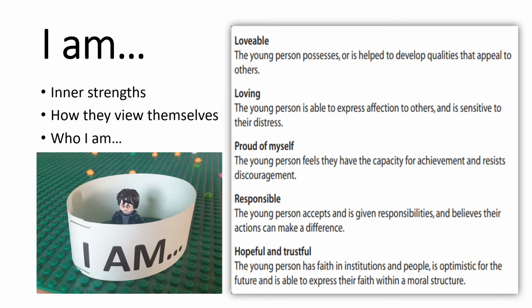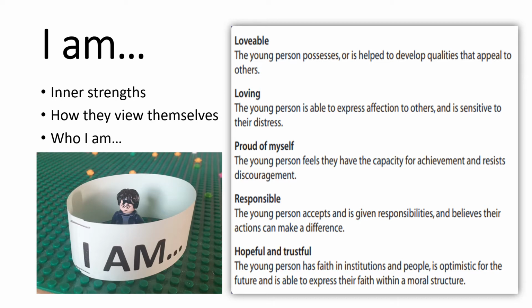The next source of resilience is I am. This is about how a child or young person views themselves. The kinds of attributes and qualities that are desirable in this source include lovable. The young person is helped to develop qualities that help them to appeal to others and to form lasting and worthwhile relationships.